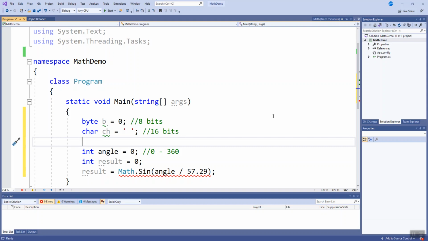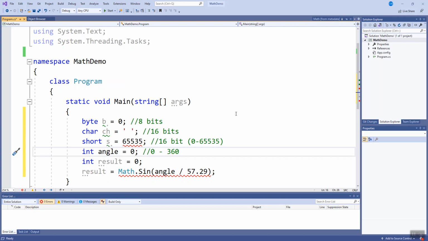What else do we have that's 16 bits? Well, there's something called a short. It's a short integer. I'll call it s, equals 100. So this is a 16-bit number. The 16-bit number can store values, if it's unsigned, meaning they're all positive, between 0 and 65535. That's the biggest number you could store in this. So watch this, 65535. Okay, cool. Will that work? It should.